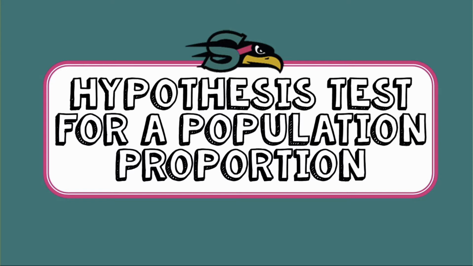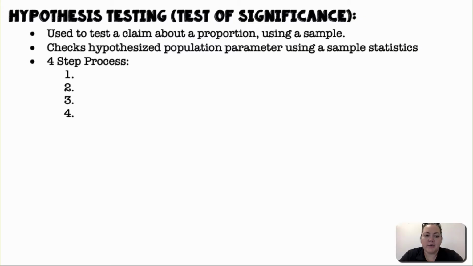Population proportion. All right, so hypothesis testing, or a test of significance, is used to test a claim about a proportion using a sample. It checks for hypothesized population parameters using sample statistics, and we're going to follow a four-step process of state, plan, do, conclude.